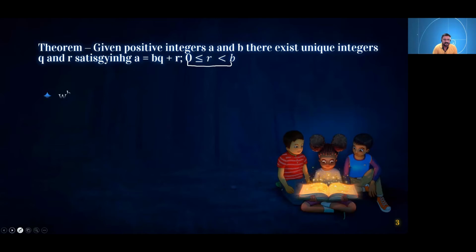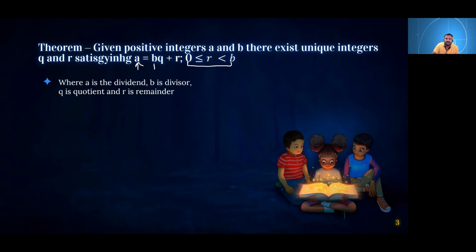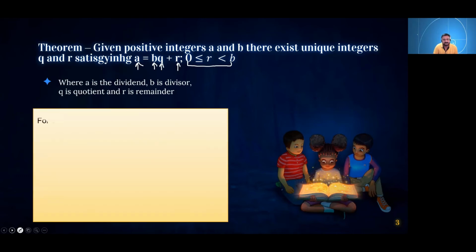Now we will see one example also on it. In this expression, a is the dividend, b is the divisor, q is the quotient, r is the remainder. Now, for example, if we want to divide 119 by 8, we get 14 as the quotient and 7 as the remainder. Now, suppose we start dividing it.